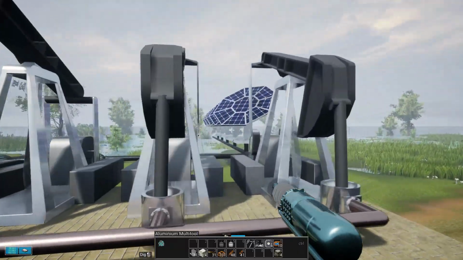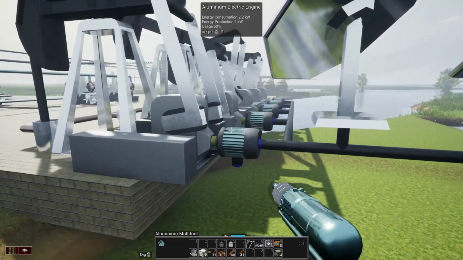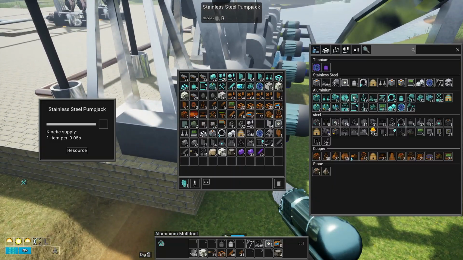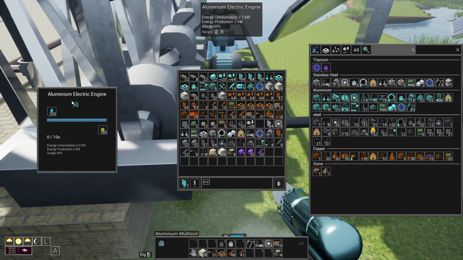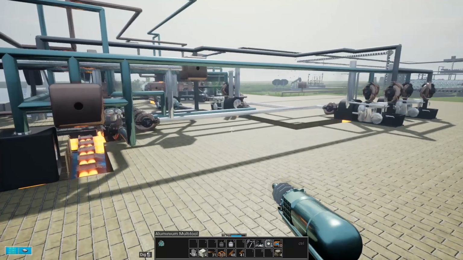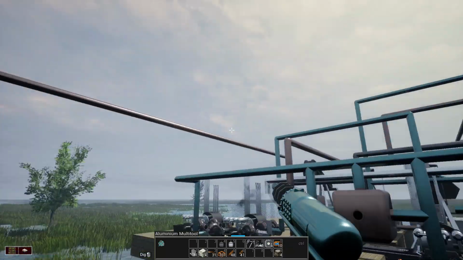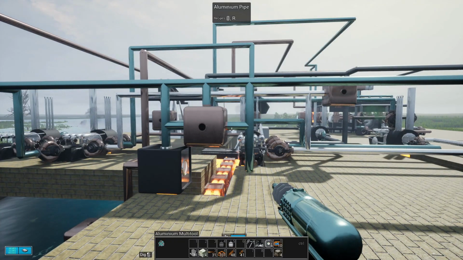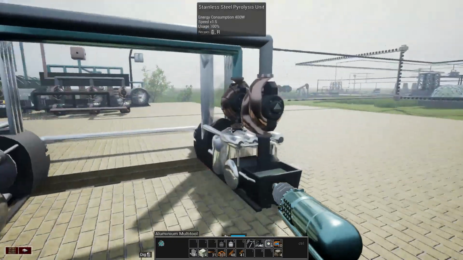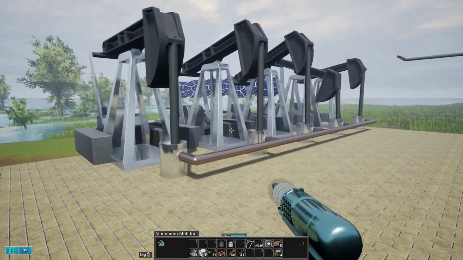And I see these over here. Did I put down enough? I'm sure I did. I've got enough to make these run. It turns out that a stainless steel pump jack powered by even an aluminum engine is too much. So that's nice. So yeah, so we could run, I don't know. Let's just get busy. No, think about it for a second.